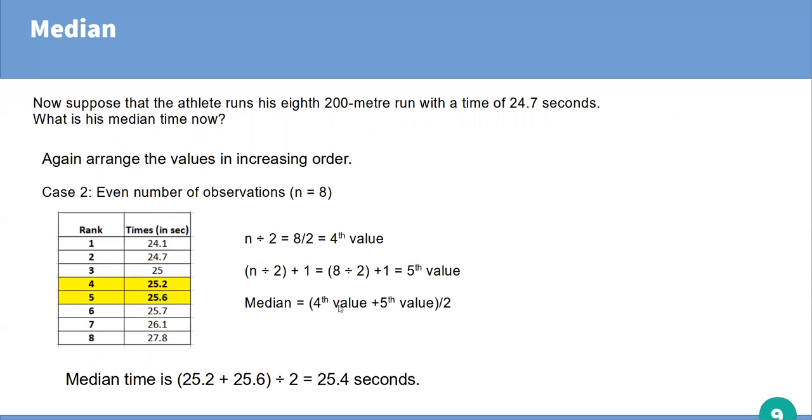Now consider a case where the same athlete runs again and the time taken is 24.7 seconds. Now let us see what the new median is. Once again, arrange the values in increasing order. Now the number of observations is increased by 1 and changes to an even number. So in the center, we get two values. The average of these two values, that is 25.2 and 25.6, gives the new median. So it is 24.4 seconds.